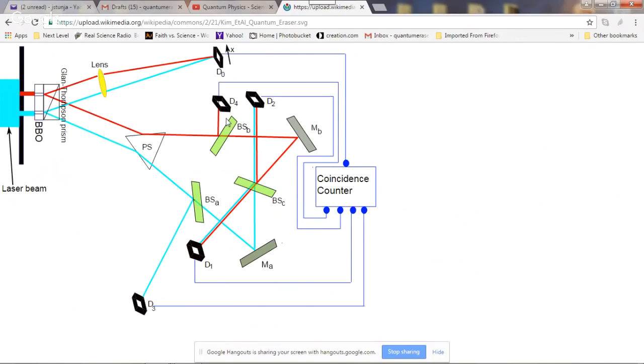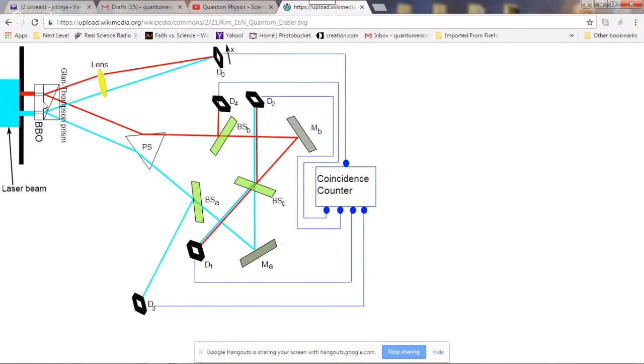These green things are half-silvered mirrors, BSA, BSB, and BSC. The MBs are full-silvered mirrors. They only reflect, whereas with these half-silvered mirrors, there's a 50-50 chance of the photon transmitting through or being reflected off. That's important to understand.